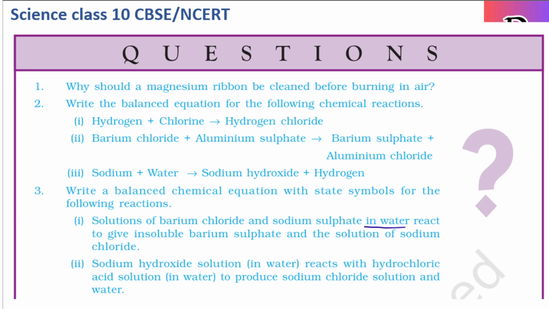Okay, sorry, let's continue. Solutions of barium chloride is mentioned, so barium chloride dissolved in liquid is also in aqueous state, and sodium sulfate in water is also in aqueous state, and it reacts to give insoluble barium sulfate. Okay, we have one more state which is called precipitate, P.